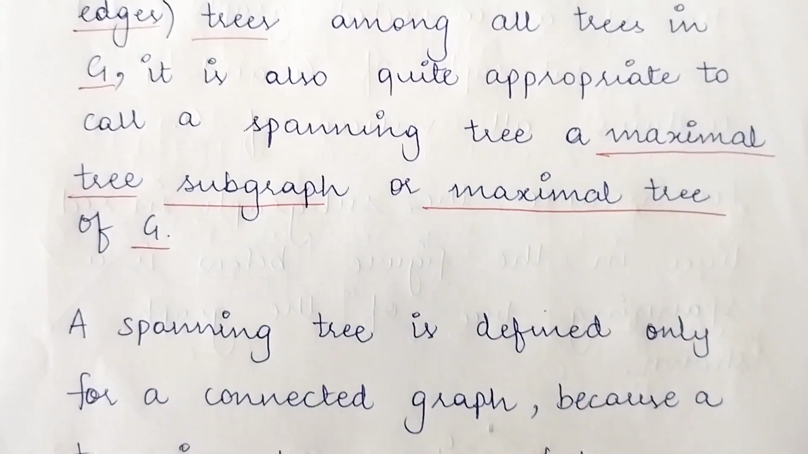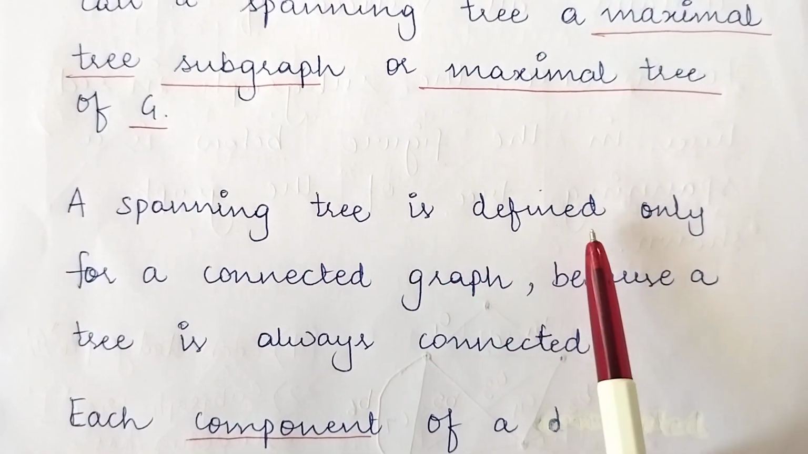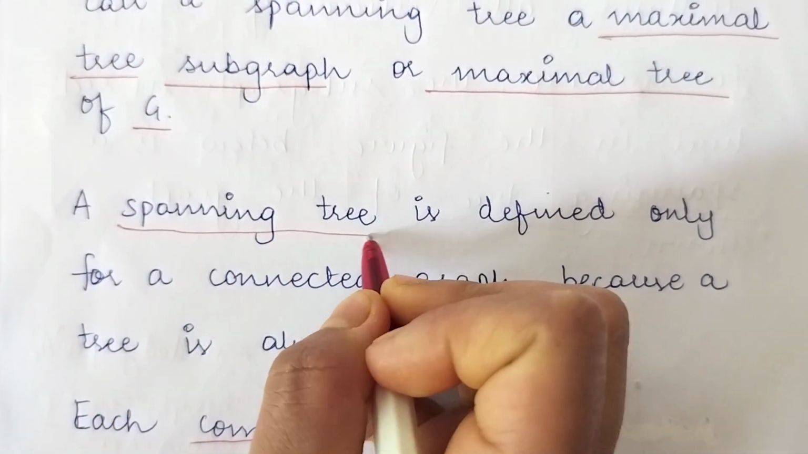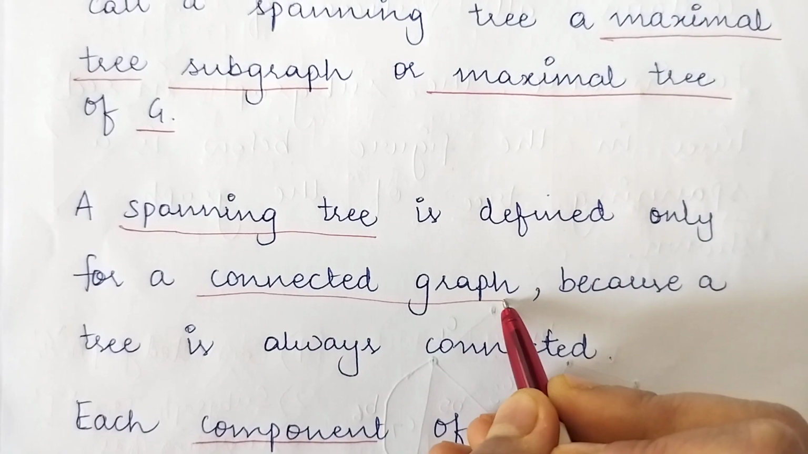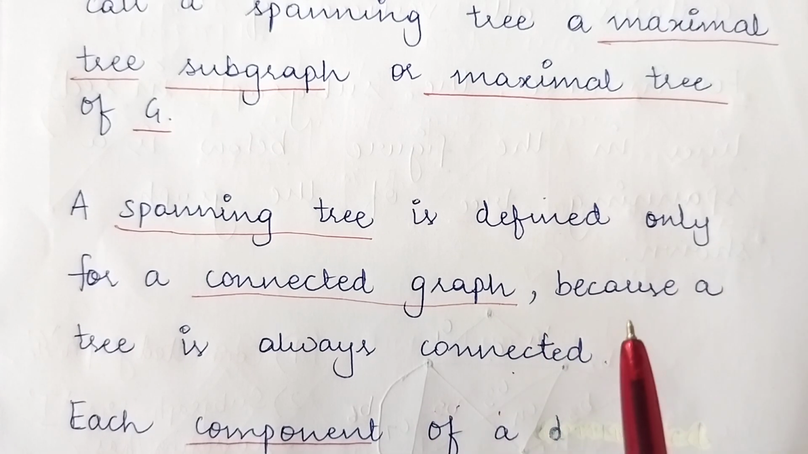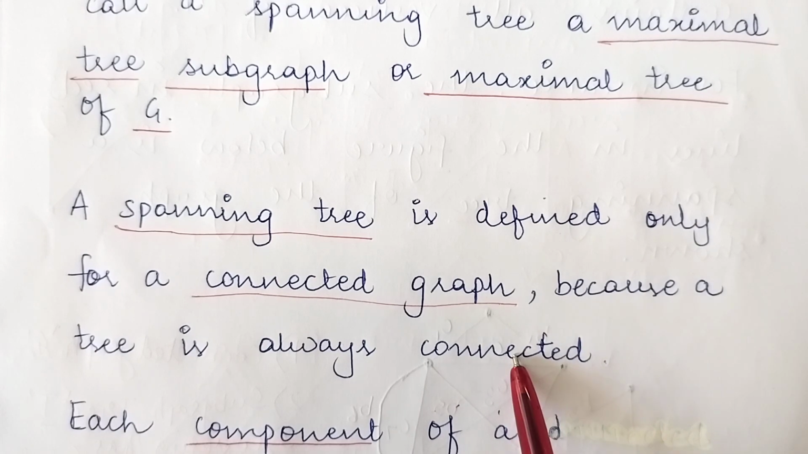the graph G. A spanning tree is defined only for a connected graph. This is the thing that I told you initially also, that the first condition to find a spanning tree in a graph is that the graph must be a connected graph, because a tree is always connected. We have already studied trees, and we know that for a tree, the two main conditions are that it must be connected. If a tree is not connected, it is not considered a tree. So it must be connected and it must be circuitless. Only then can you call it a tree.